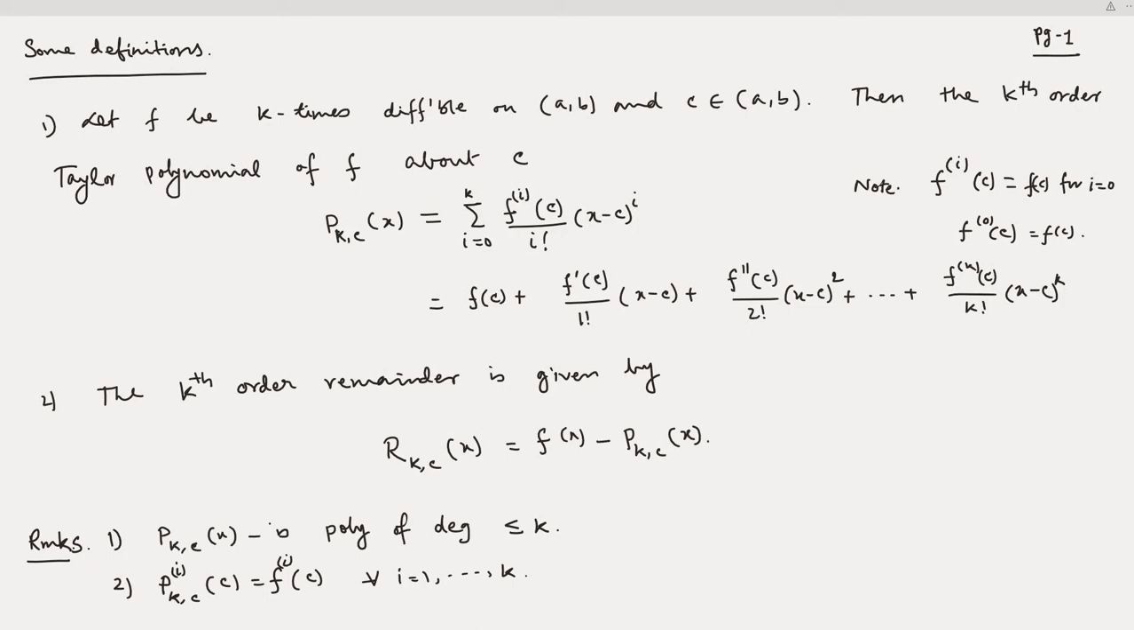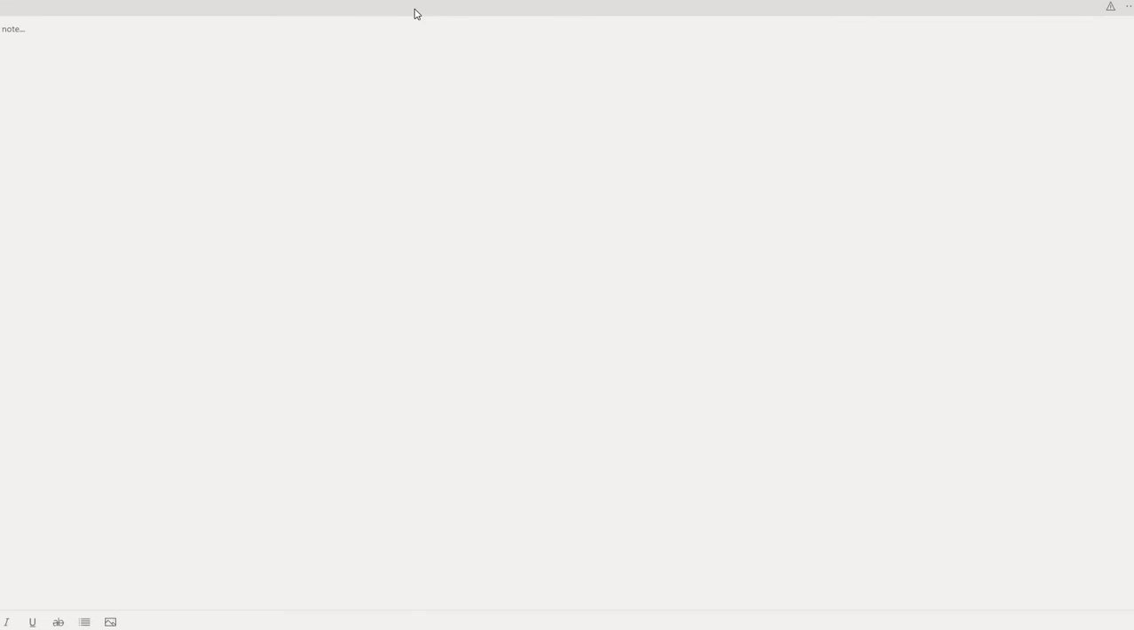Now we consider some examples. Page number 2. Let f(x) equal to e to the power x, then P_{k,0}, the Taylor polynomial of order k about 0, is a polynomial in x equal to the summation of x to the power i over i factorial, summation from i equal to 0 to k.